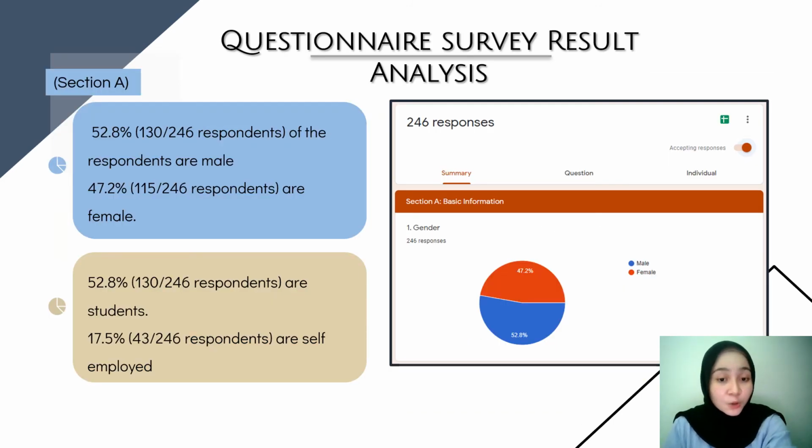After conducting the questionnaire survey, I could analyze the result from Section A, where 130 over 246 respondents are male and 115 respondents are female. Other than that, there are 130 over 246 respondents who are students and 43 respondents who are self-employed. With this basic information data, we can categorize and identify the range of target market easier.